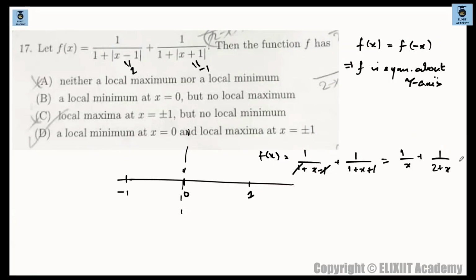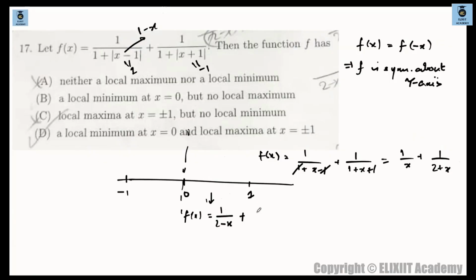And if x is less than 1, what happens in this region? So f(x) will be what? x is less than 1, so this will be 1 minus x. So 1 plus (1 minus x), so 2 minus x. This will be 1 upon 2 minus x.